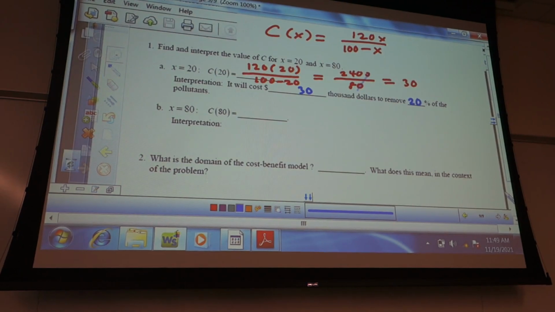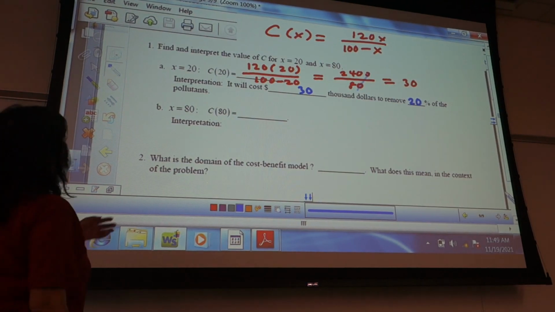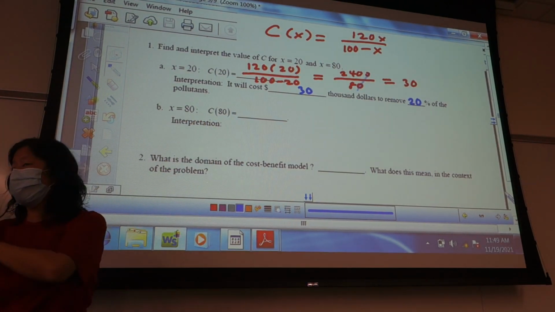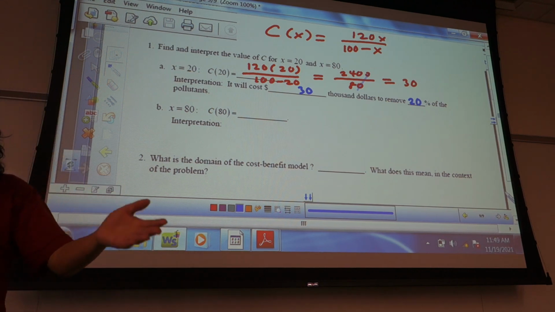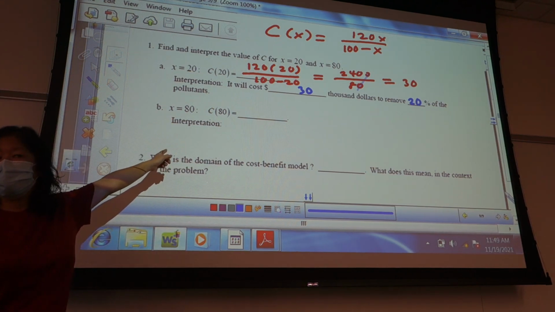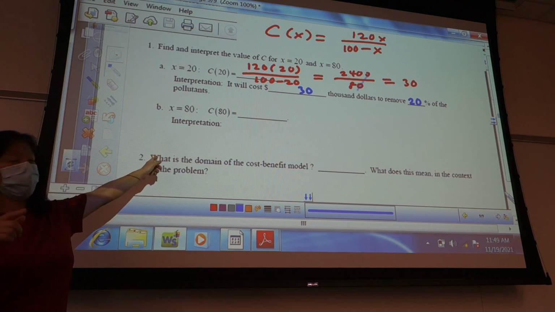Back to what your x and your y are. In this case, our c and our x. Our c stands for, again, our what? Cost. Our x stands for the percent of pollutants you're removing.